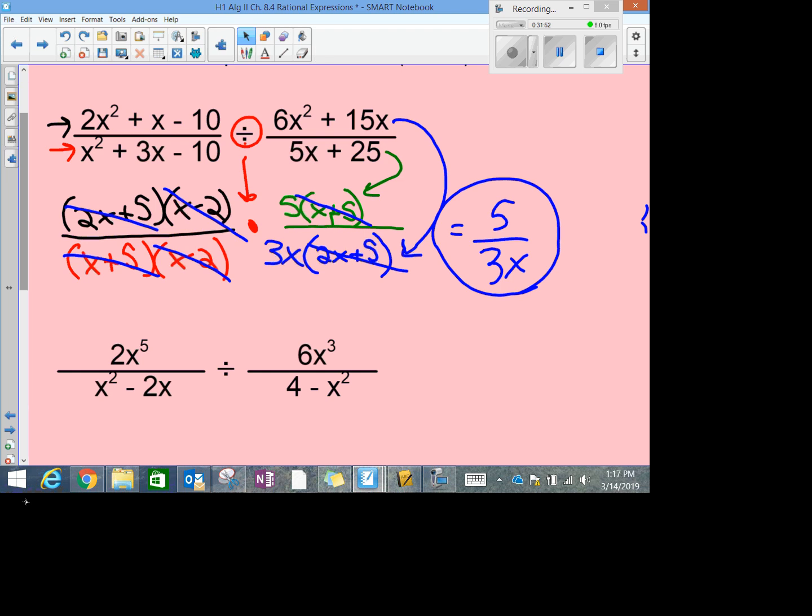Now I took out, so this one came down. Right? Okay, another one, almost done.